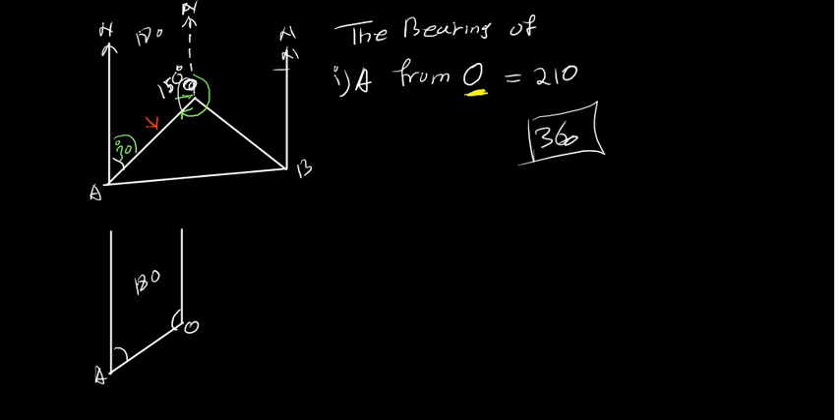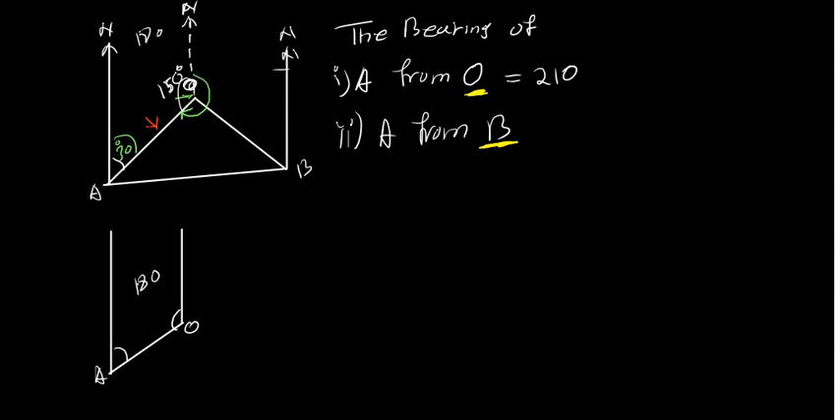So now, what if the question says find the bearing of A from B? And again, always the letter that comes at last is what you are focusing on. So in this case, this is our B.